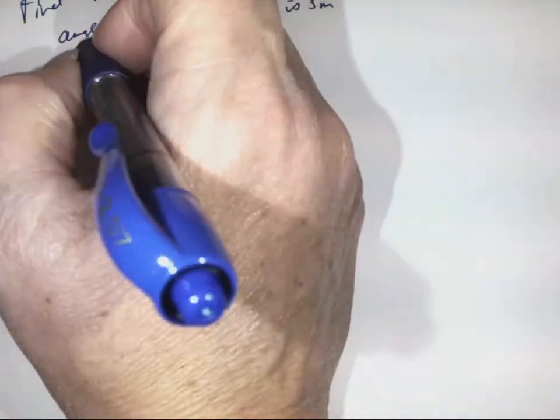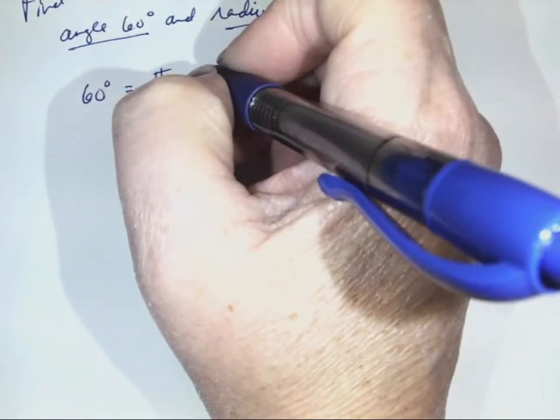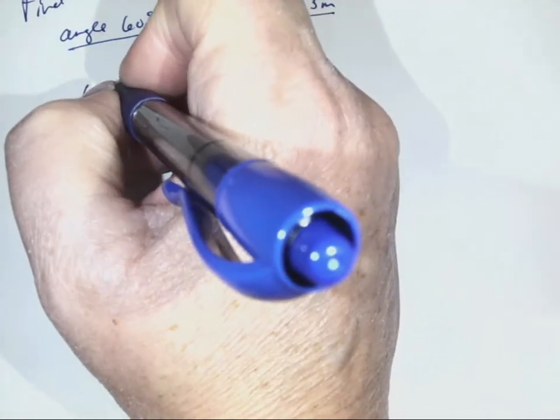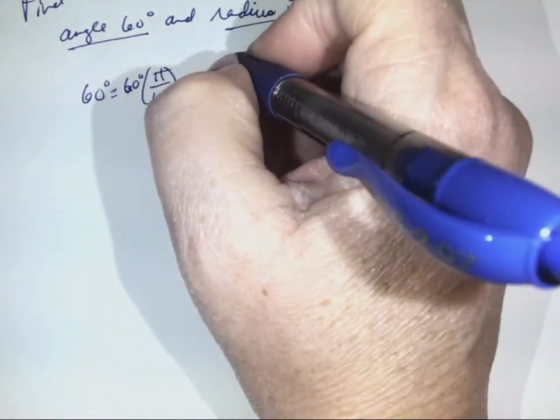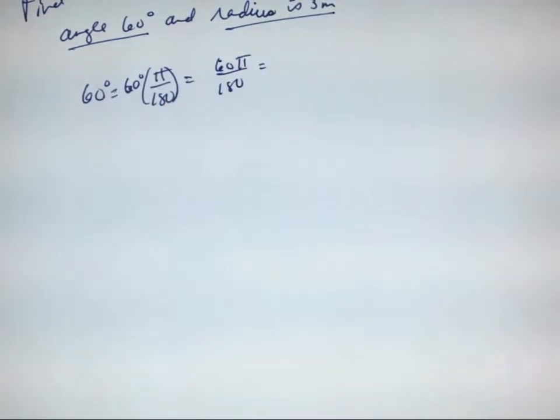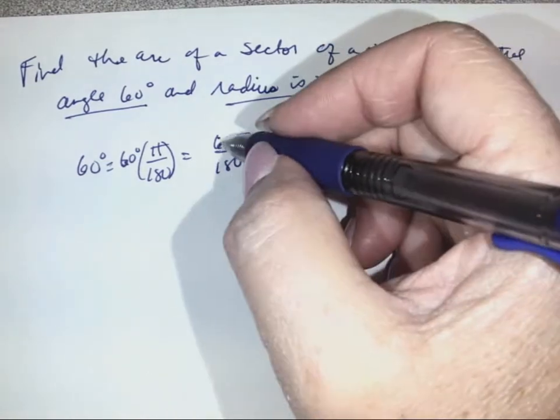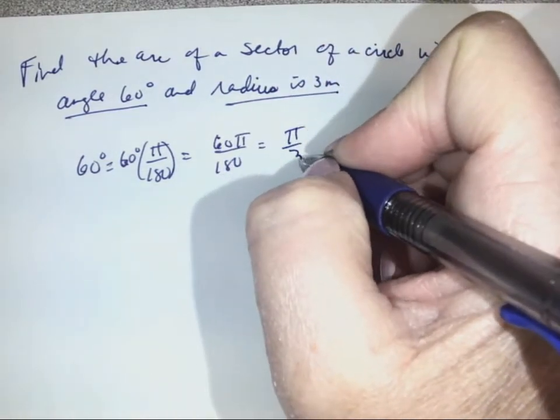So we need to change this again to radians. We have the 60 degrees and we have our radius. Remember that 60 degrees is equal to 60 degrees times our pi over 180. So that gets us 60 pi over 180. You can reduce earlier if you want to. 60 goes into 180 3 times, so we'll get pi over 3.